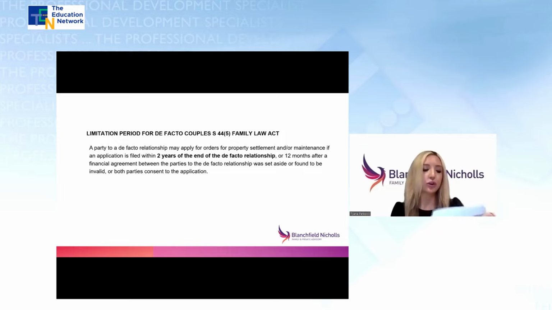Now, for de facto couples, the statutory requirement for applications relating to maintenance and property proceedings is outlined in section 44 subsection 5 of the Act, and it provides that a party to a de facto relationship may apply for orders for property settlement and or maintenance if the application is filed within 2 years of the end of the de facto relationship, or 12 months after a financial agreement between the parties to that de facto relationship was set aside or found to be invalid, or otherwise with the consent of both parties.